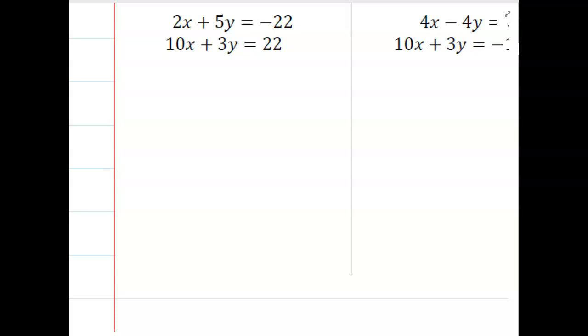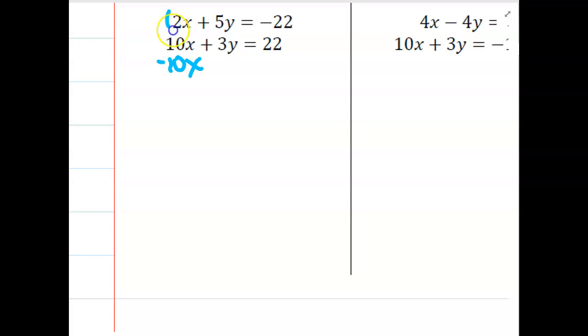Now, if I leave this as a 10x, so I'm not going to change the second equation. If I leave this as a 10x, what would the other x need to be if it were to cancel out? A -10, right? If this was a -10x, those would cancel out. Right? Well, here's the thing. Using multiplication, how can you make a 2x into a -10x? I'll multiply by -5.